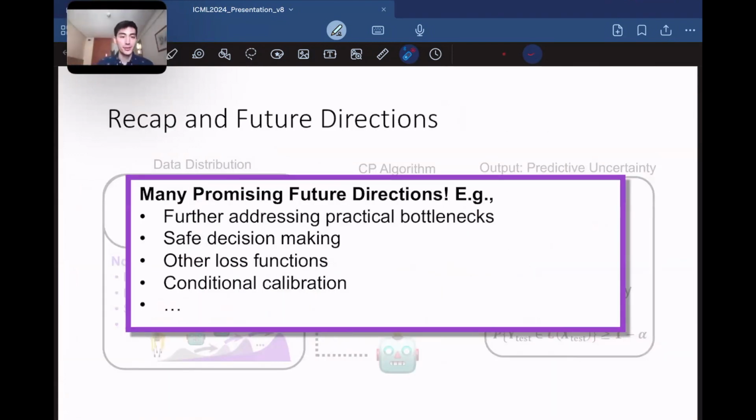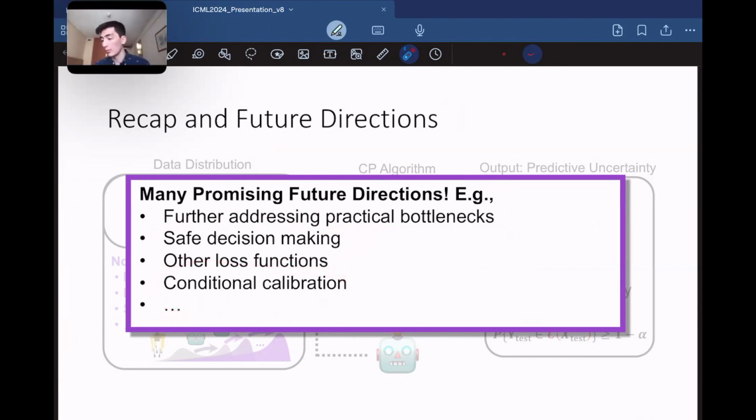But there are many promising and interesting future directions that I think would be really interesting to explore further. So one of these is further addressing these practical bottlenecks of the complexity and epistemic challenge of computing those general conformal prediction weights that we looked at. Also specifically related to agents, there are connections with safe decision-making, both autonomously and with human in the loop. Also other loss functions related to conformal risk control, where coverage you can think of as one instance of a loss function. And also conditional calibration.